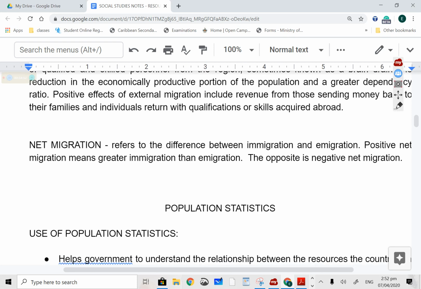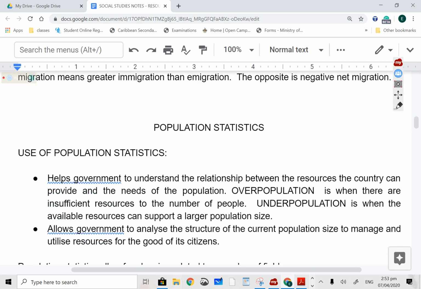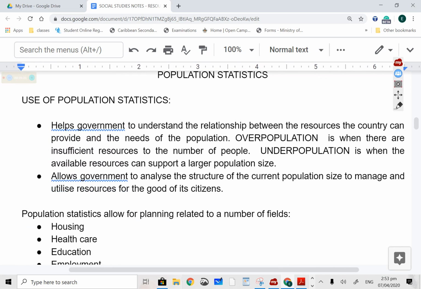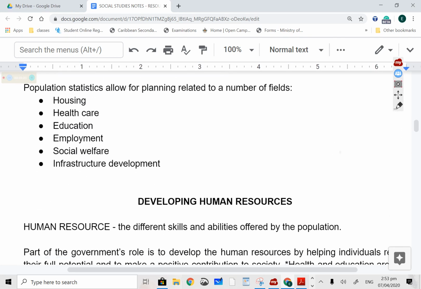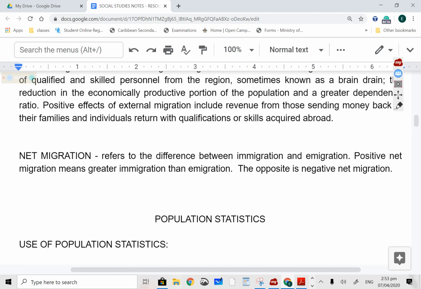Net migration refers to the difference between immigration and emigration. The difference between immigration, meaning people coming into the country, and people who are leaving the country. Positive net migration means greater immigration than emigration. The opposite is negative net migration. Now, as you see going down, we have notes as well on population statistics, etc., and development of human resources, which we will get to in our next tutorial.